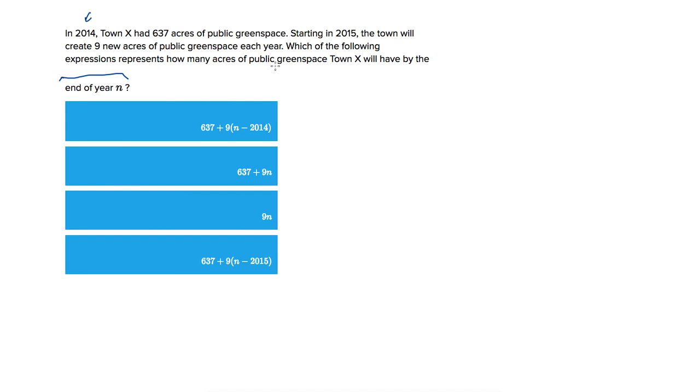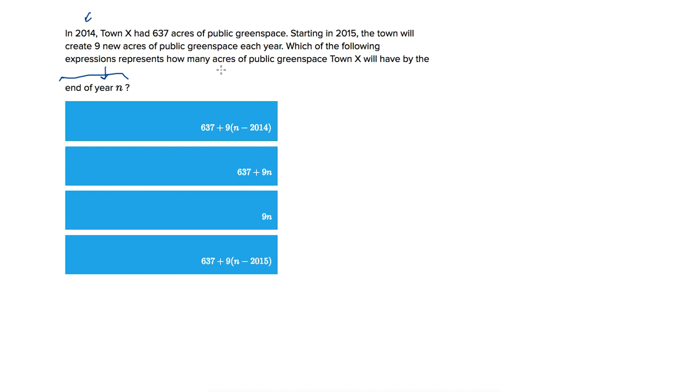Okay, this is an interesting problem because we need to think about what N really represents. N represents a year. So it doesn't represent a number of years, it represents a year. So we can think that our answer is probably going to be in the thousands, higher than 2014 or 2015, because time is moving forward.